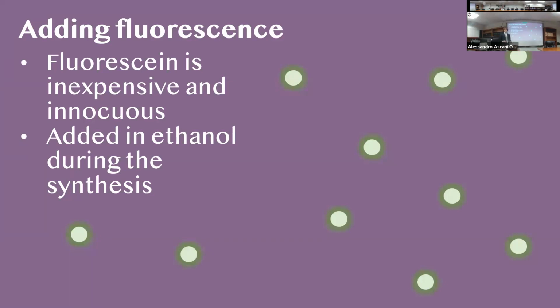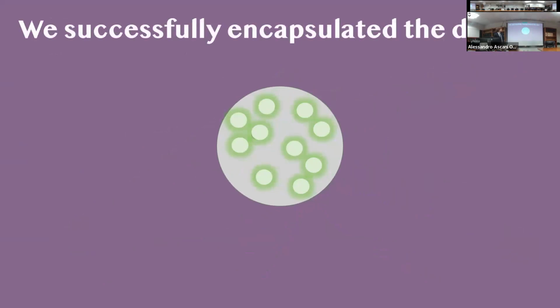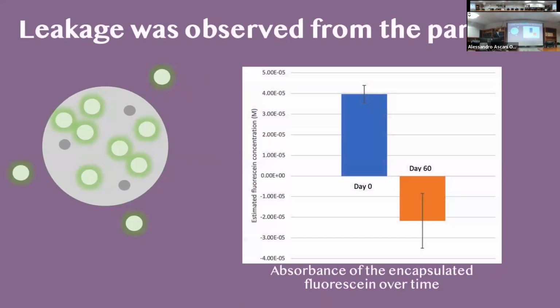Fluorescein is an innocuous and inexpensive dye that we have in large quantities in our lab. And in this way, we essentially added it to the solution by adding it to the ethanol. And the particles were fluorescent in the end, which is great. However, we had some leakage that was noticed in two ways.